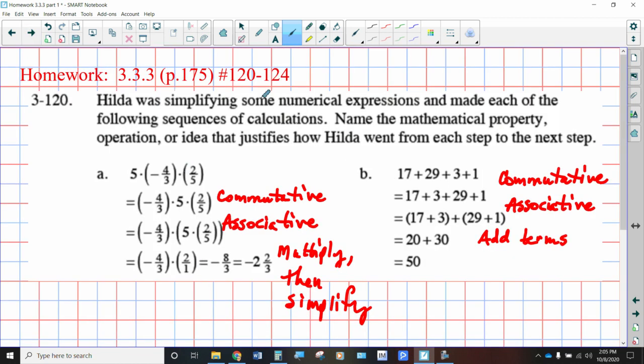All right, Hilda was simplifying some numerical expressions and made each of the following sequences of calculations. Name the property that justifies what she just did. I never like doing these, and I know students don't like doing them, but it's good exercise. So this one here, she's reversing the order of the 5 and the -4/3. That's technically the commutative property, when you rearrange the order.